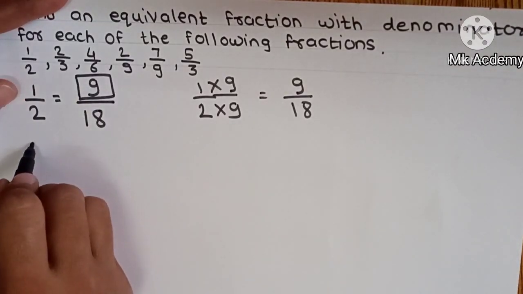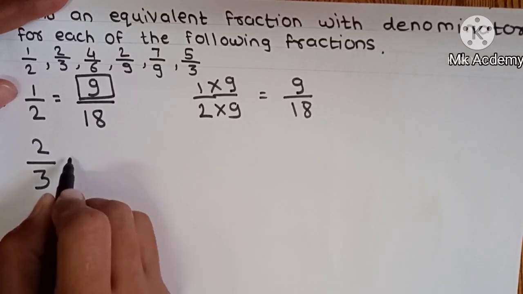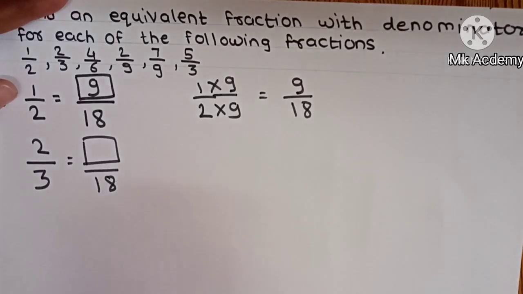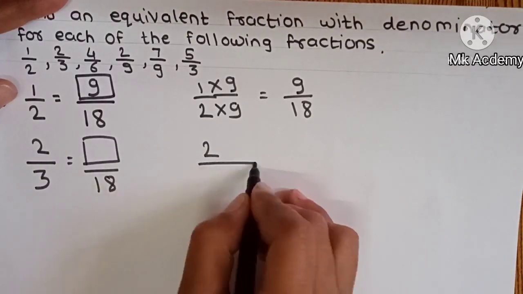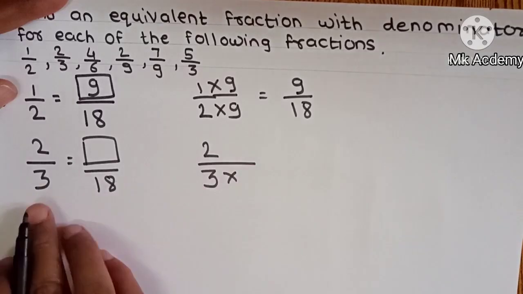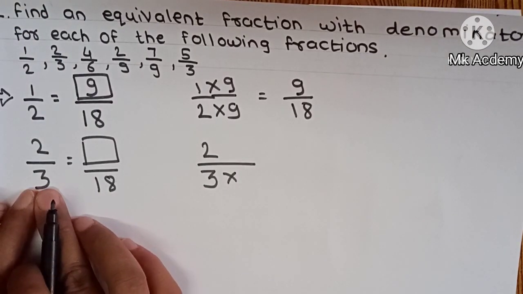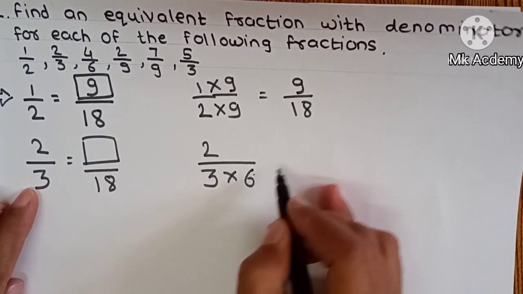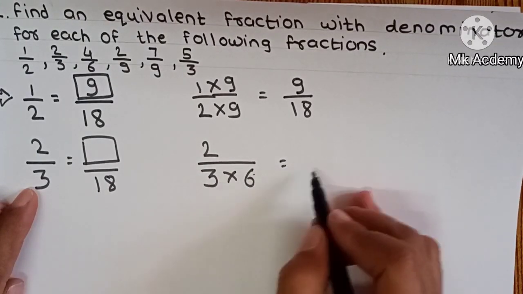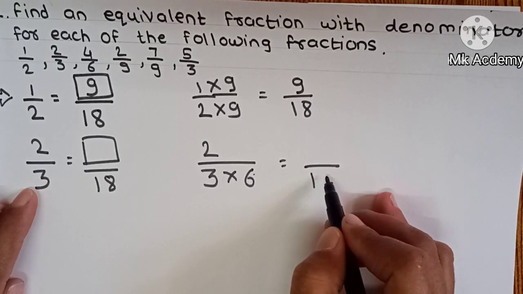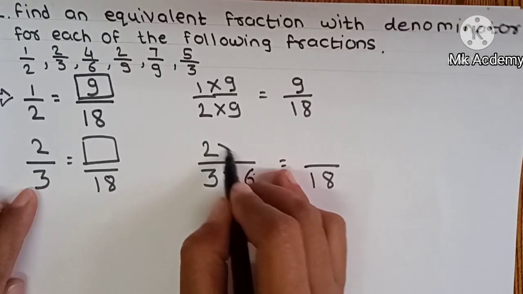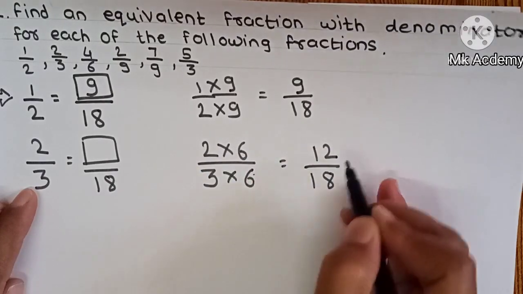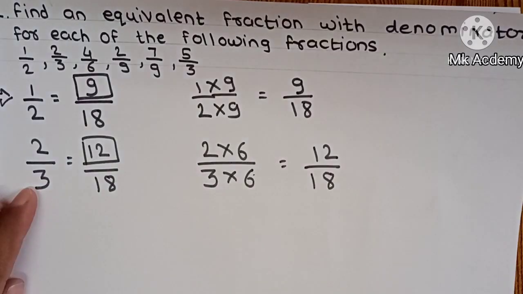Now, second example, 2 upon 3 with 18, the equivalent fraction, and we have to calculate the numerator. Now see, 2 upon 3. By which number do we multiply 3 to get 18? 6. If we multiply 3 by 6, we get 18. Therefore we have to multiply the numerator also by 6. 6 twos are 12. Means the answer here is 12.